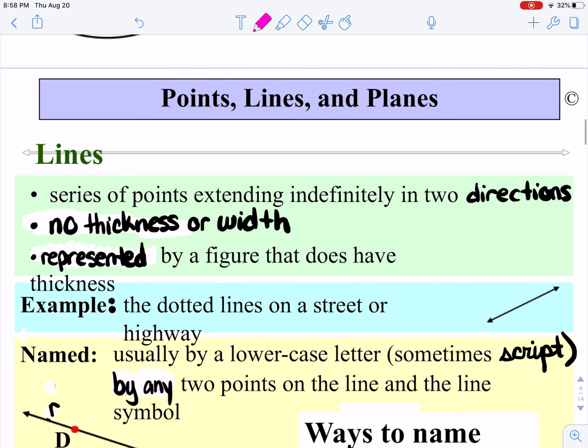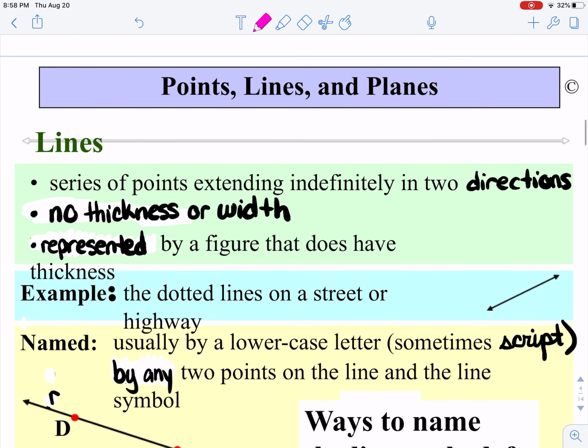All right, next we move on to lines. Lines are a series of points that extend indefinitely in two directions. So usually, again, it'll be a straight line. What's very important to show that it goes on forever and indefinitely is that you would put arrowheads on the ends of it to signify it keeps going on.